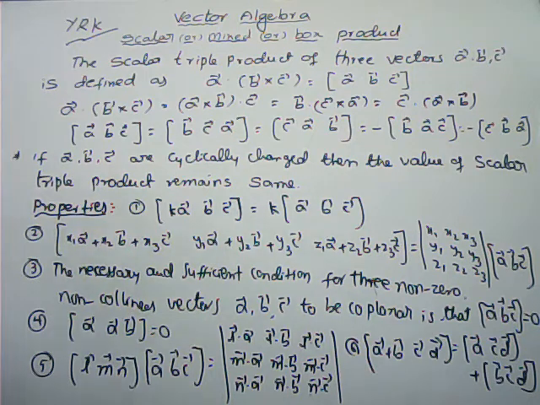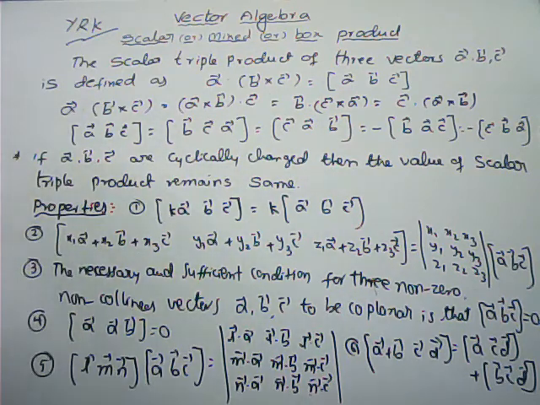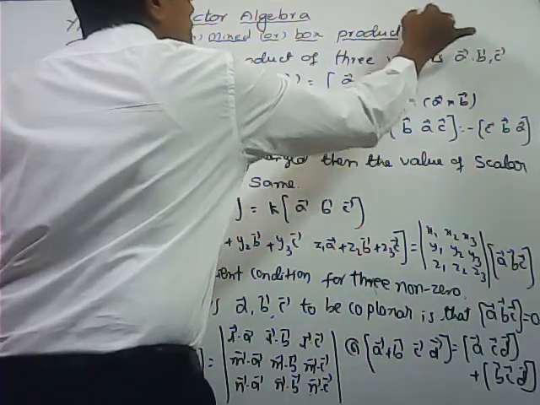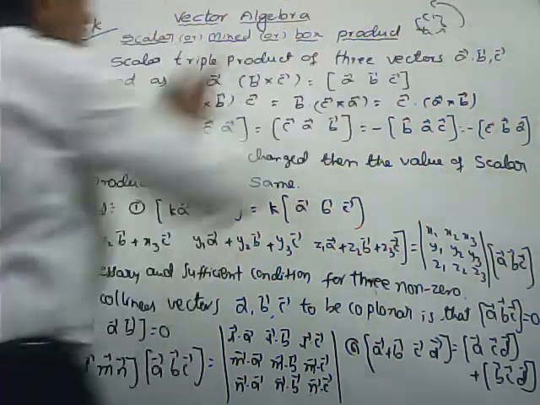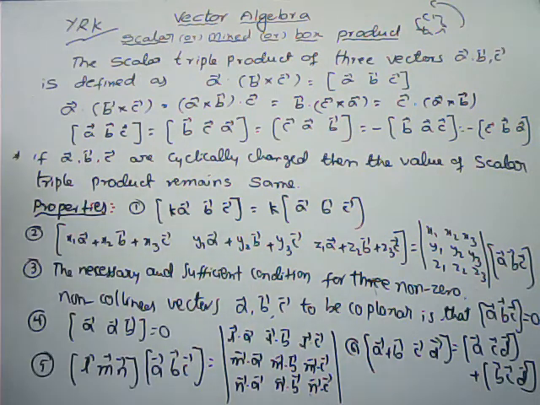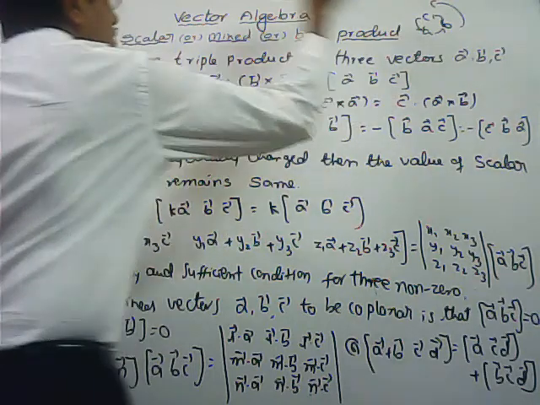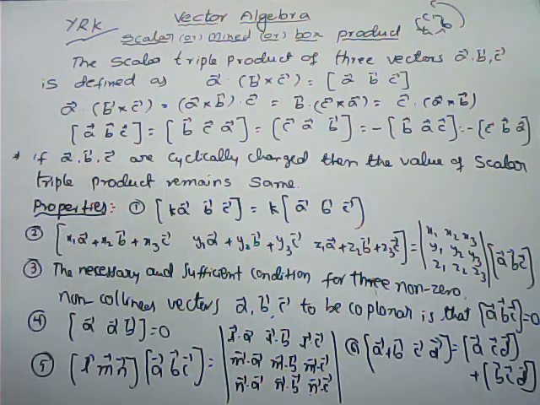The scalar triple product of three vectors A bar, B bar, C bar is defined as A bar dot B bar cross C bar. We can write it as box ABC also. Now here, if you take the cyclic order A, B, C, replace A by B, B by C, C by A in the anti-clockwise direction, there is no change in the result. Box ABC is equal to box BCA, box CAB. In that cyclic order, there is no change in the result.